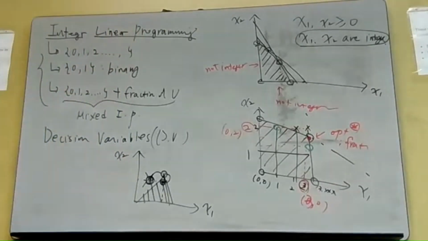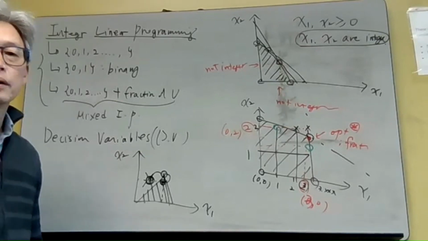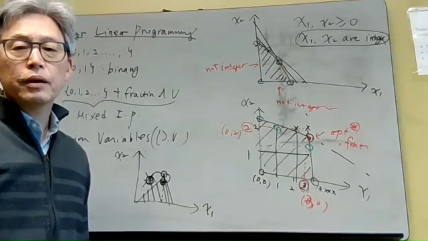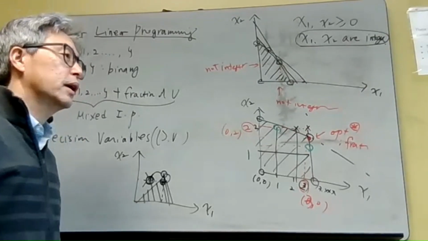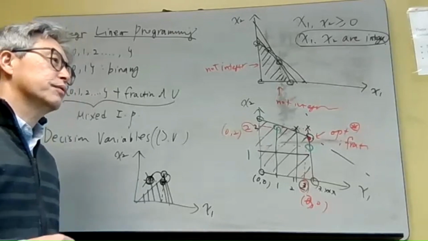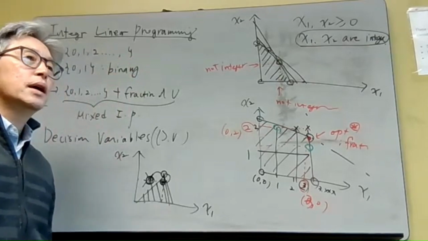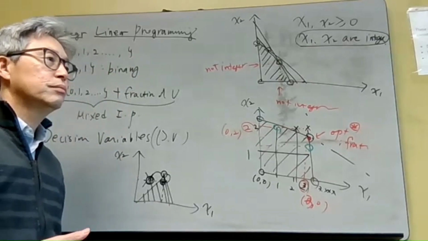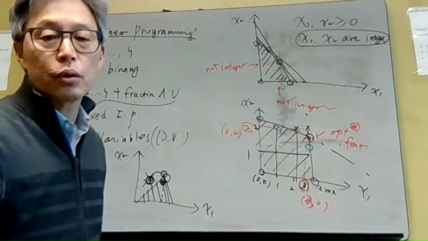To solve this kind of integer linear programming, we may use a different algorithm called the branch and bound algorithm, but we are not going in depth. Theoretically, this can solve any integer linear programming, but practically, if you have so many integer variables drilled down into decision trees, it will consume computer memory, so it's going to be slow.